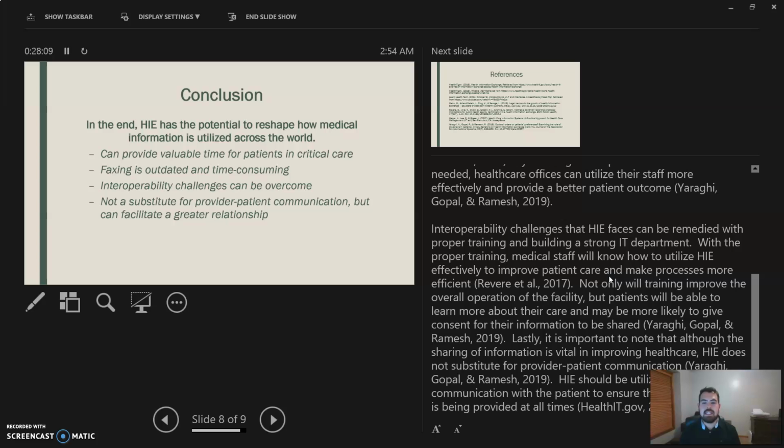And lastly, it's important to note that although the sharing of information is vital in improving healthcare, HIE does not substitute for patient-provider communication. HIE should be utilized with communication with the patient to ensure that the proper care is being provided at all times.